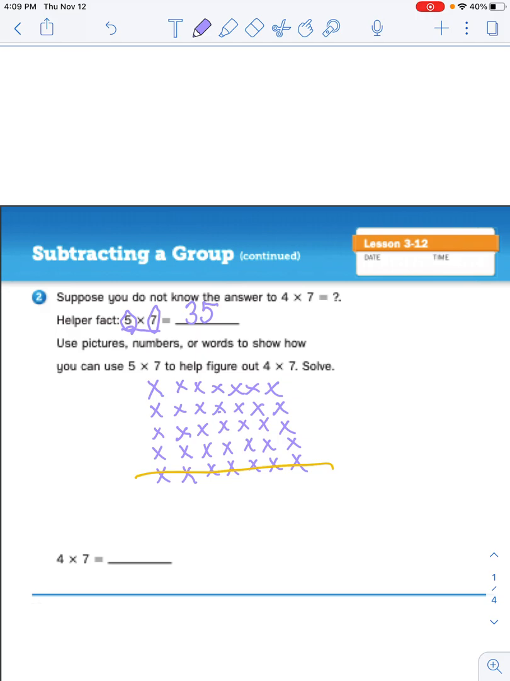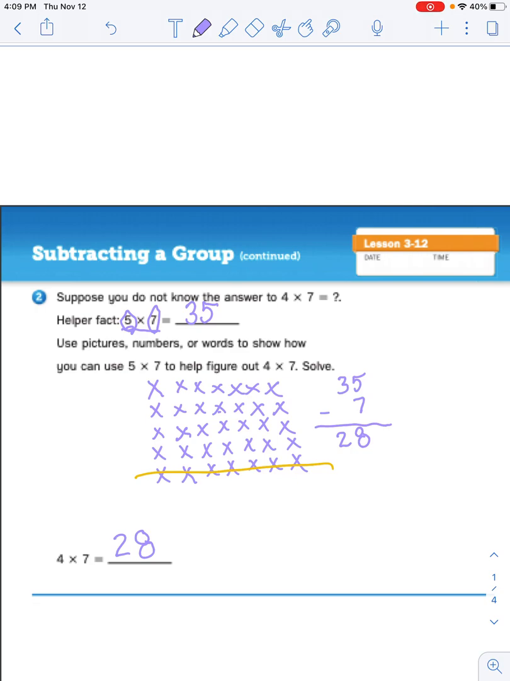Then I can use that to help me find my answer. I wouldn't go back and count all those x's without that one row that I crossed out. I would just do 35 minus 7. And what is 35 minus 7? Yep, 28. Good. So 4 times 7 is 28, because I took away one group, or I subtracted a group.